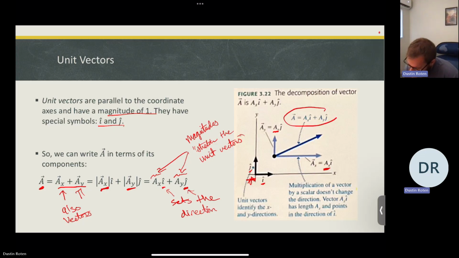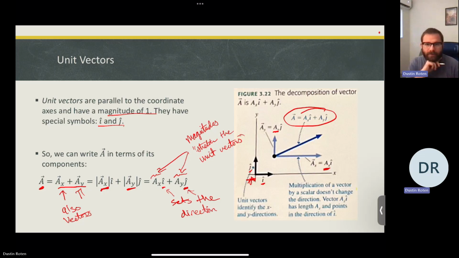So you can see when we're done, we can actually sum up these pieces, a stretched out I hat direction and a stretched out J hat direction. When we add those together with the tip to tail method, we actually get our original vector we're talking about, which is just vector A.